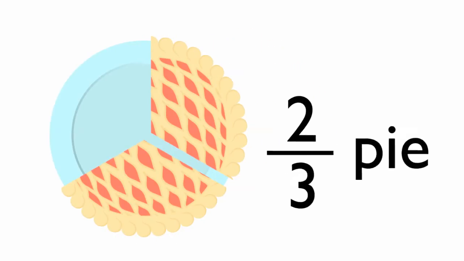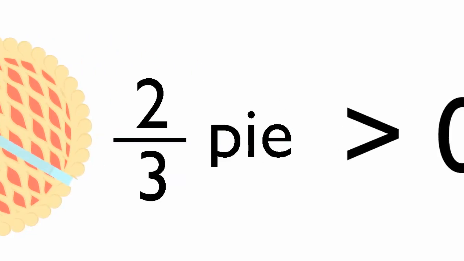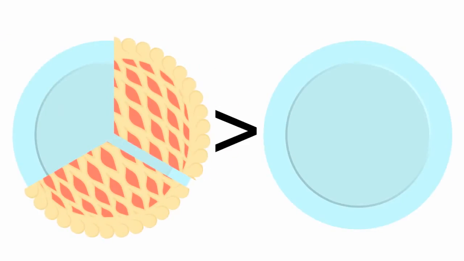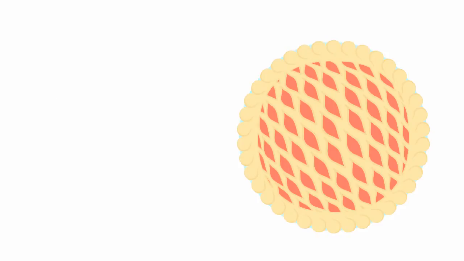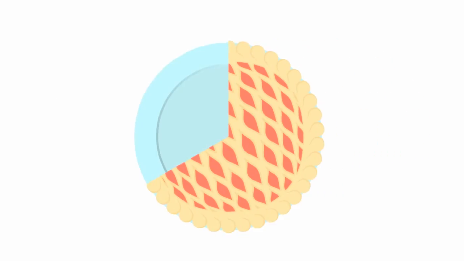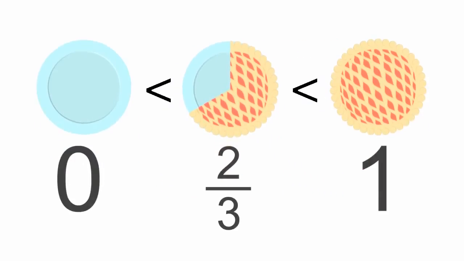How much is 2/3 of a pie? It's more than 0. 0 means nothing, no pie at all. So we definitely have more than that. It's also less than 1. 1 means a full pie. We don't have that much. We have an amount that's in between 0 and 1.